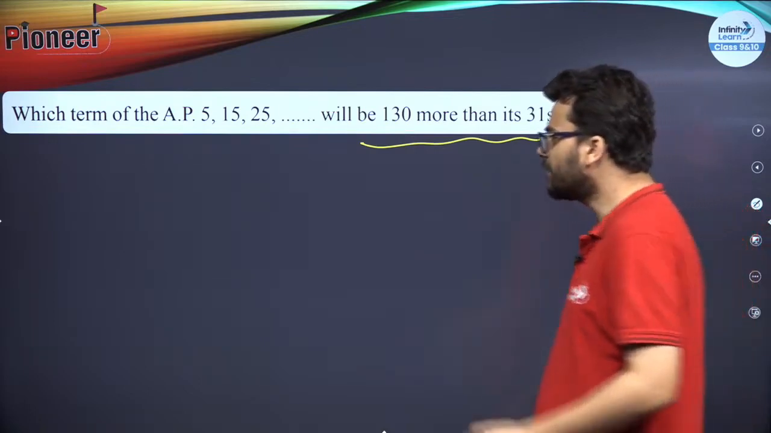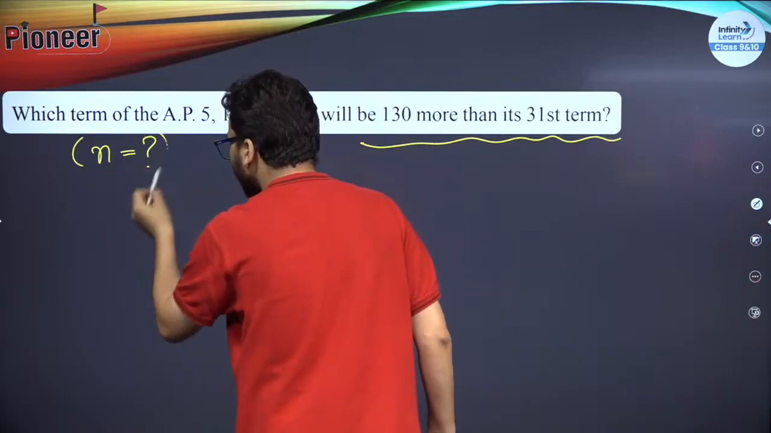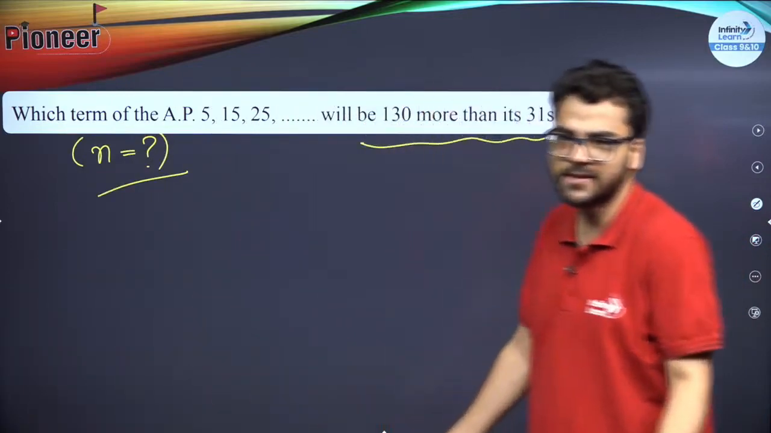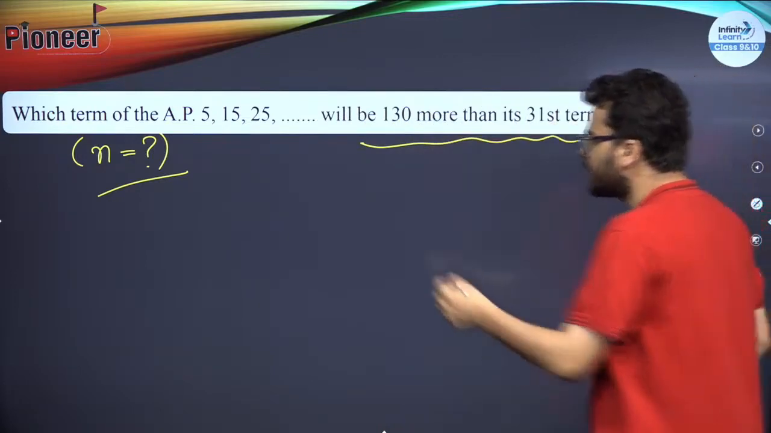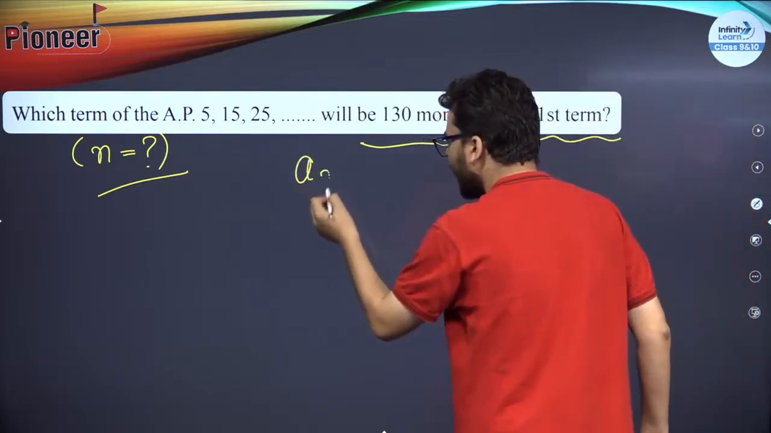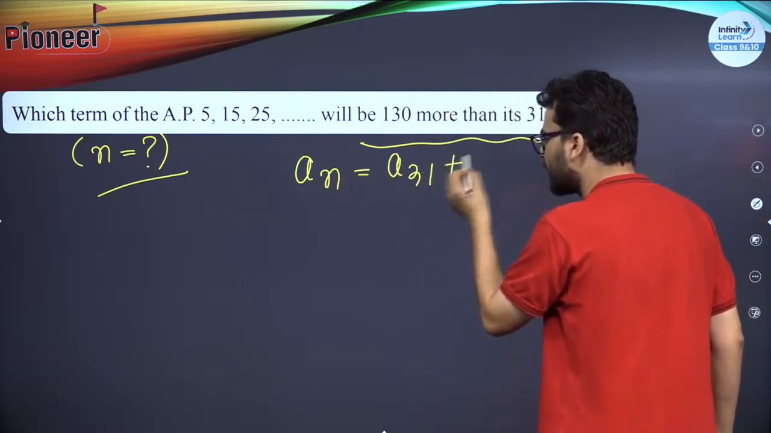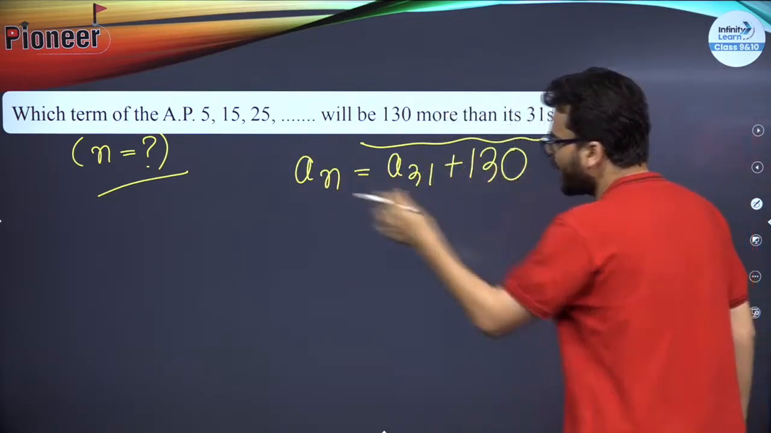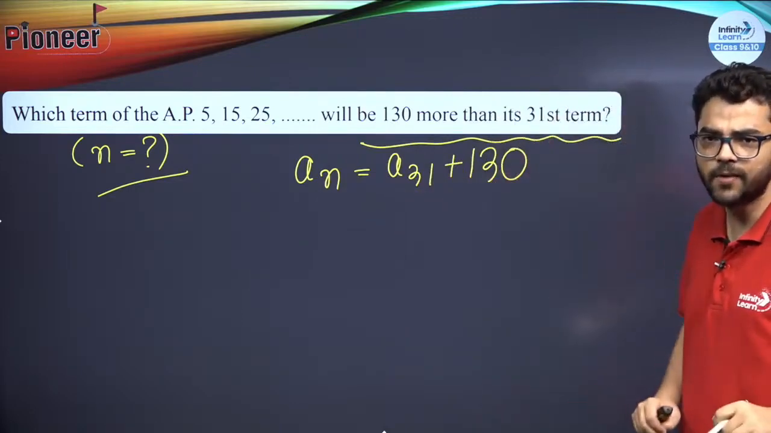Okay, so which term again means we have to find n, right? Which term means we have to find the position of a term. It means we have to find n. So which term will be 130 more than its 31st term? So it means an is equal to 31st term plus 130, correct? Suppose nth term is 31st term plus 130. This is given in the question, right?